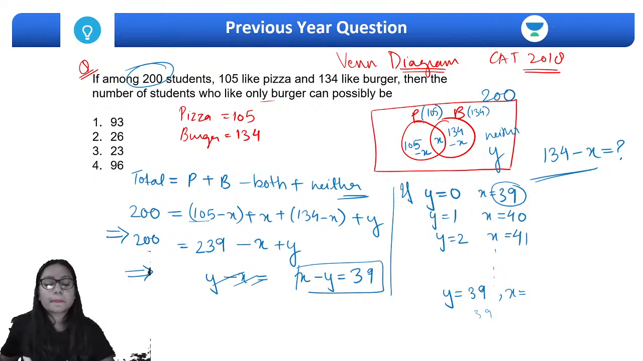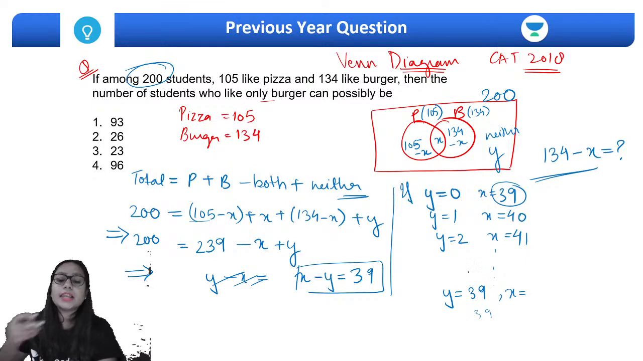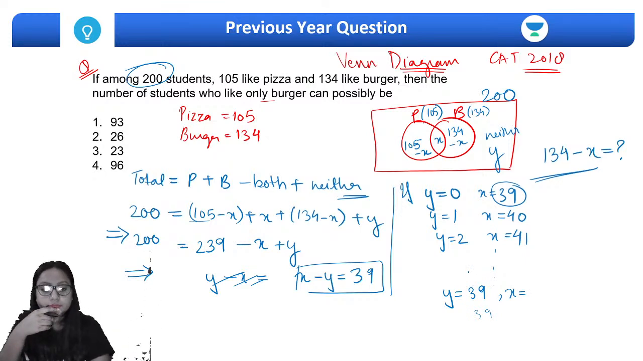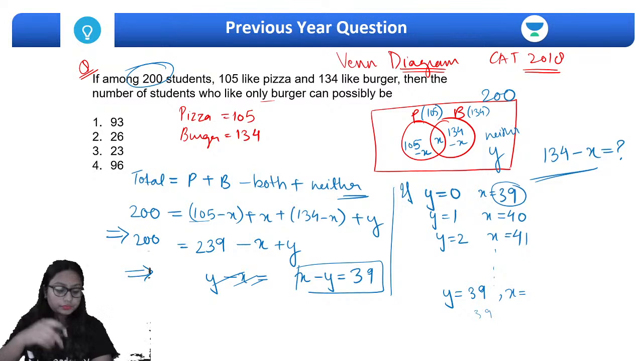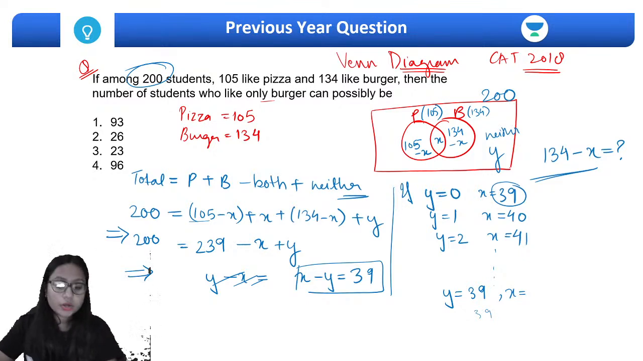Can you answer? What is the maximum value of X here? Please think about it and let me know what would be the answer here.